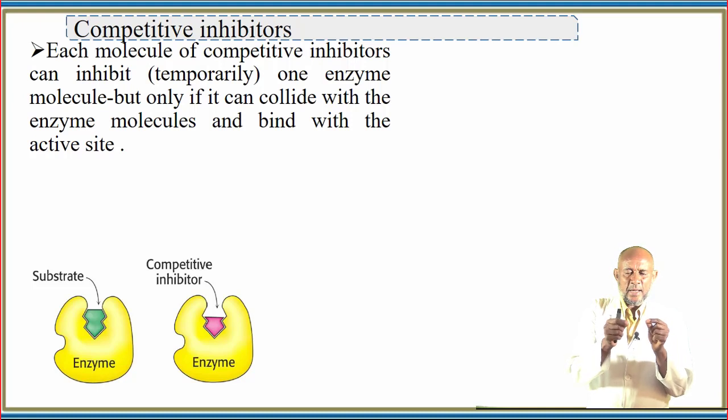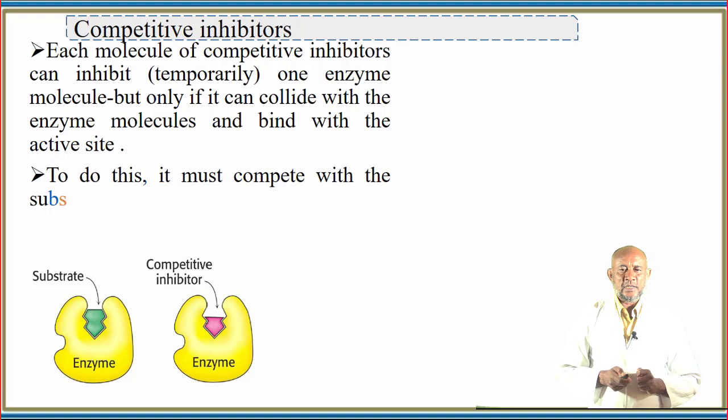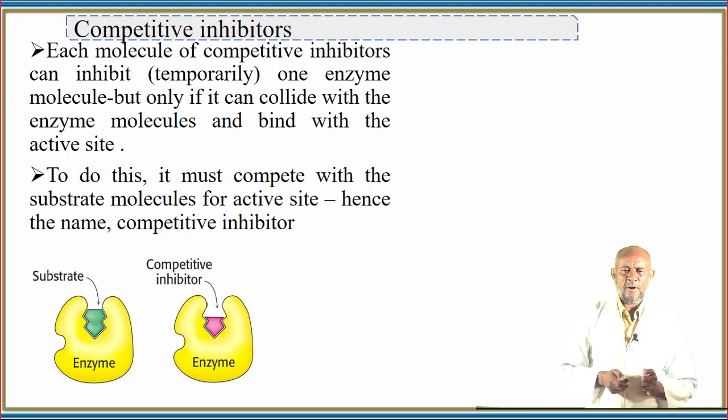Since they are very similar, the inhibitor molecule can exactly fit the active site of the enzyme competitively. Therefore, when the competitive inhibitor occupies the enzyme, the substrate will remain alone without an enzyme. Such kind of inhibition is said to be competitive inhibition. To do this, it must compete with the substrate molecule for the active site, hence the name competitive inhibitor.